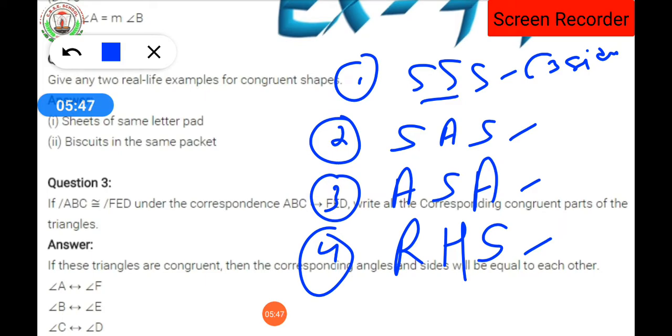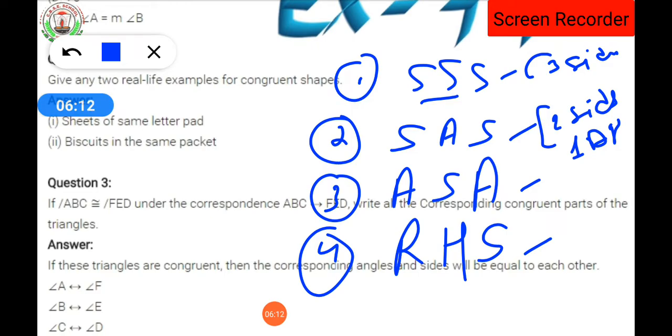What is the second criteria we are having? Side angle side criteria we are having. In this we are going to have 2 sides and 1 angle. The 2 sides and 1 angle of the first triangle should be same as the corresponding 2 sides and 1 angle of the second triangle. So that is known as side angle side congruence criteria.